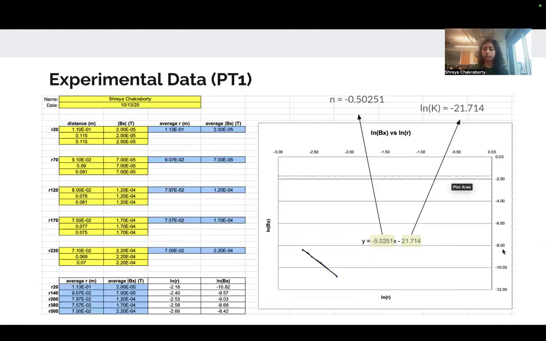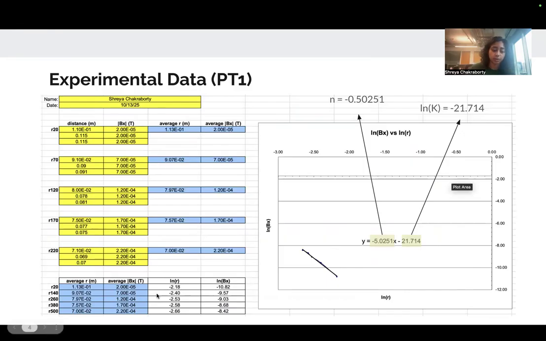This is our experimental data for part one, where we were calculating the linear x distances and magnetic fields. We wanted to calculate the distances for each magnetic field, like 20, 70, 120, 170, and 220. When we plotted it, we found this correlation here. We basically found that the larger the distance, the lower the magnetic field value. So we found that kind of correlation.